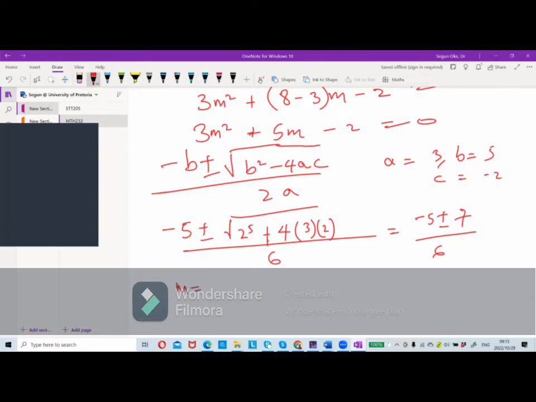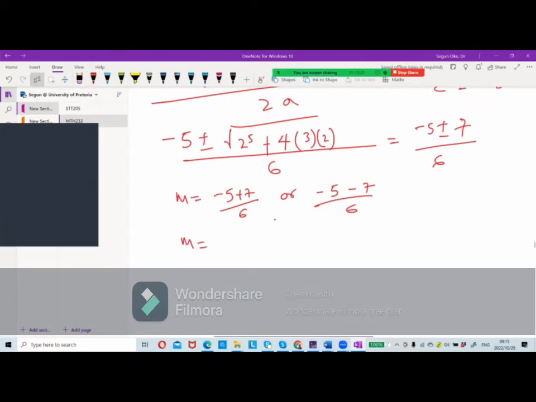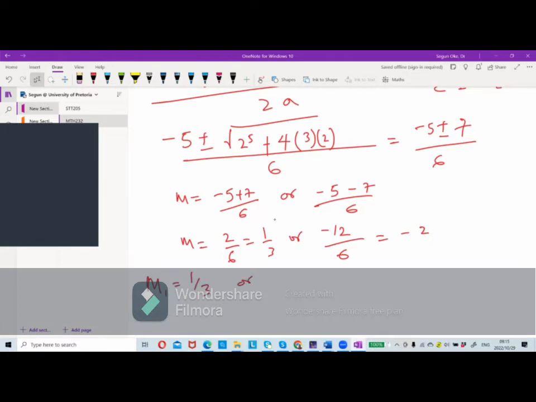Now, our m is equal to minus 5 plus 7 divided by 6, or minus 5 minus 7 divided by 6. So what is m? This is 2 over 6, which is 1 over 3, or minus 12 over 6, which is minus 2. Our m1 is equal to 1 over 3, and m2 equals minus 2.